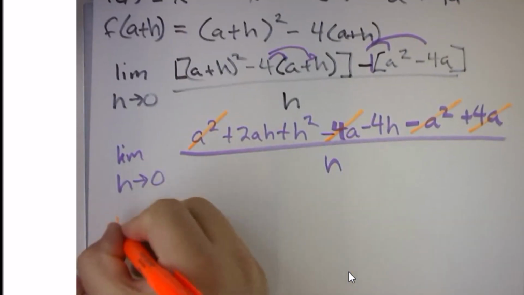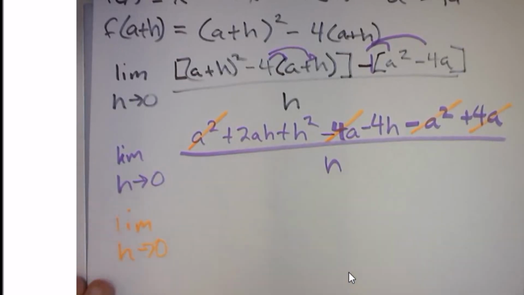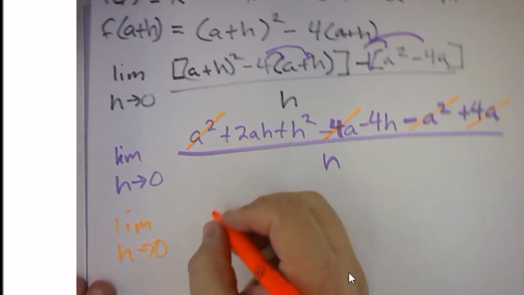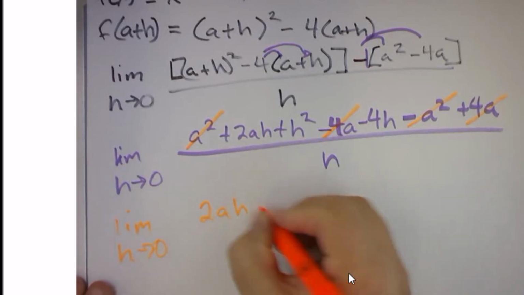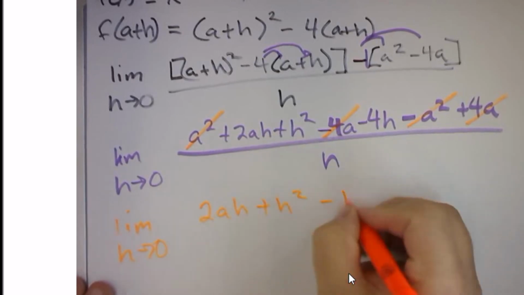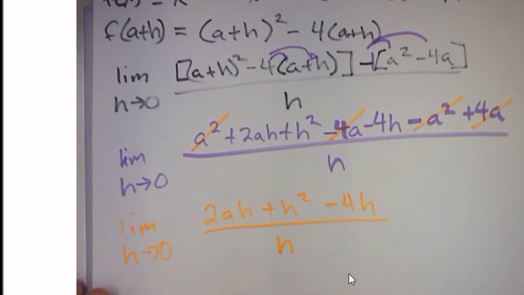So I'm going to say the limit. Is there 3 terms? 2ah, h squared. Oh, there's 3 terms. So now what I have is 2ah plus h squared minus 4h. Can you guys see that okay?